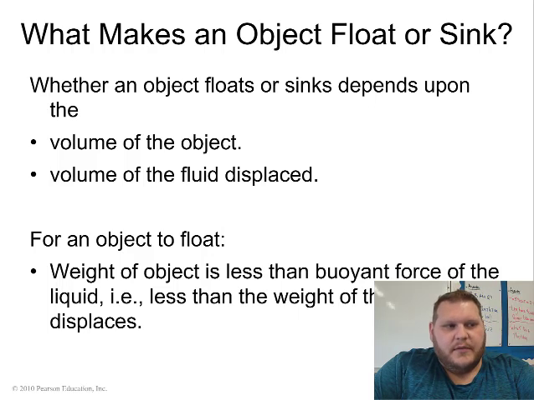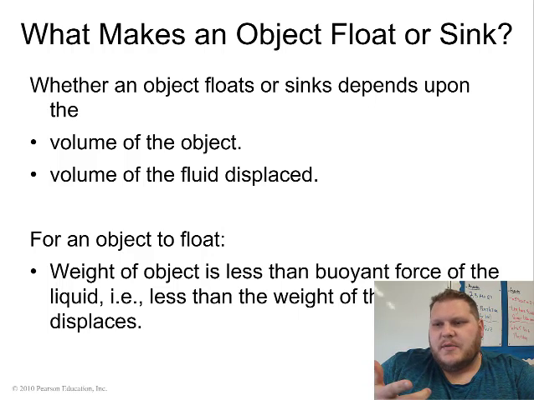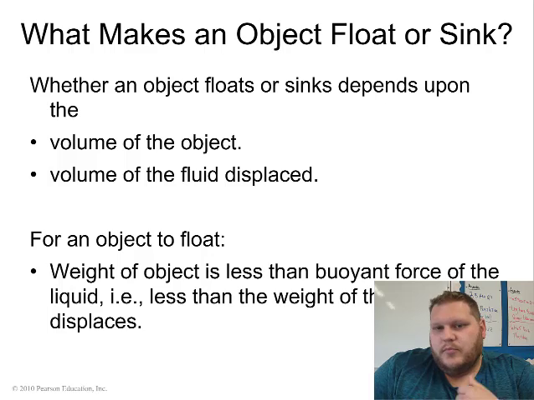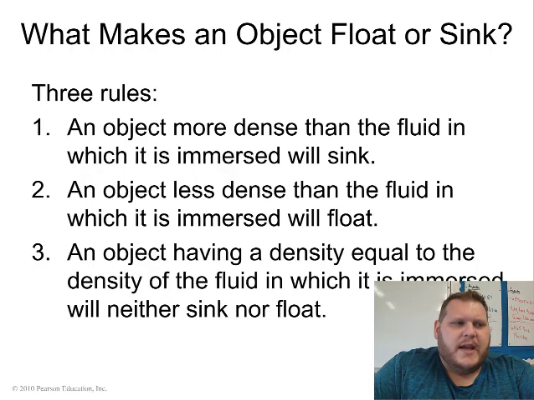What makes an object sink or float? We already talked about this. It depends on two things: the object's volume and the volume of the fluid that's displaced. So that tells you the weight of the object that is less than the buoyant force of the liquid. Then it's going to float. We've already talked about this. I don't know why I'm rehashing these.